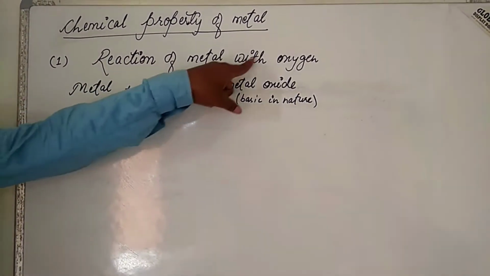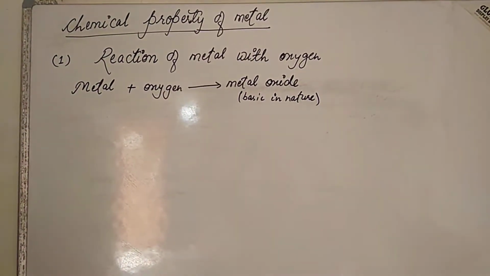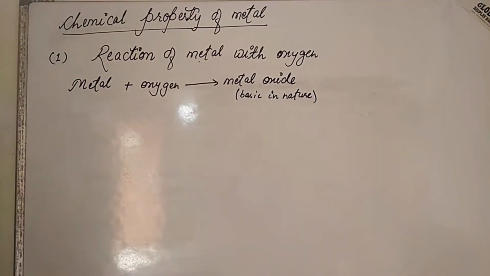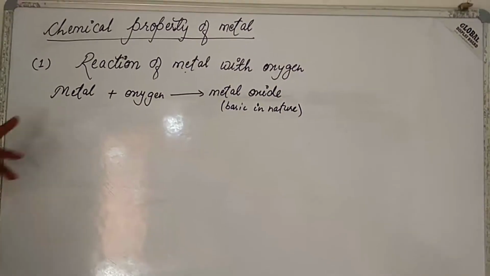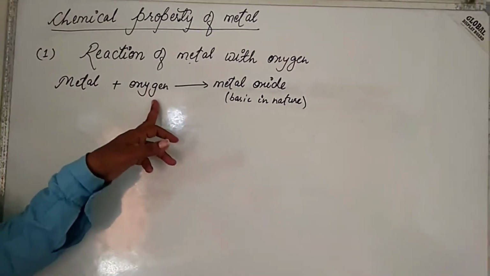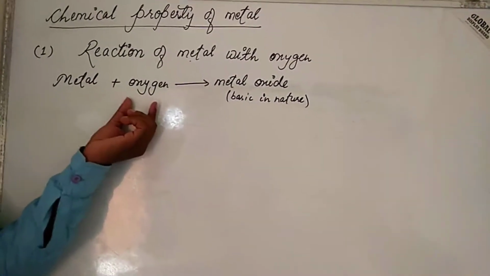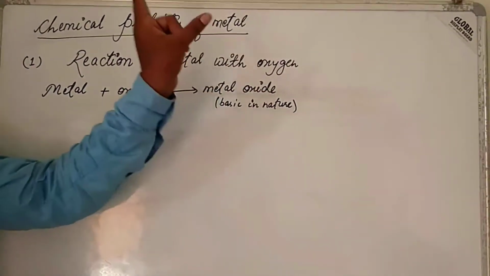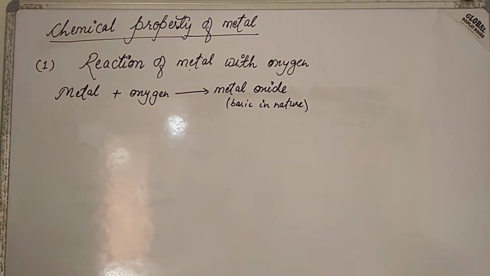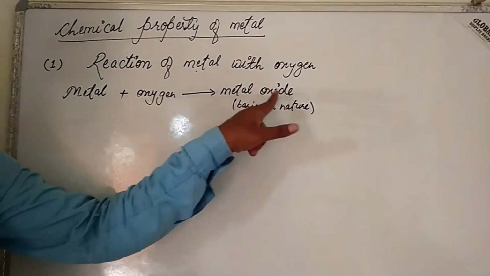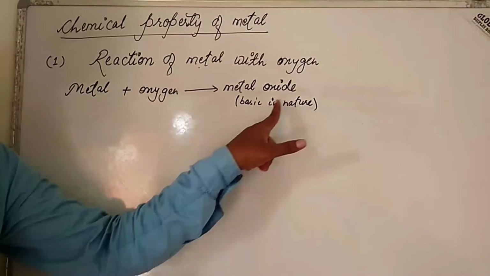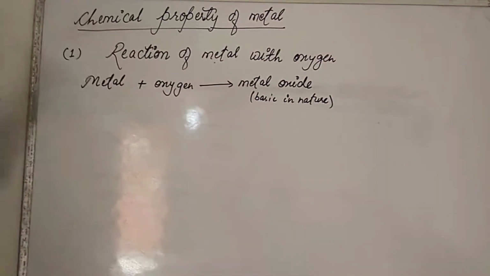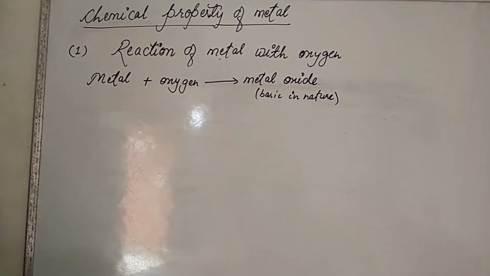Reaction of metal with oxygen. See what happens when metals burn in oxygen. So please keep in your mind that when metal burns in oxygen, meaning it reacts with oxygen, children, they always give the product that is metal oxide. Clear, children? And the nature of this metal oxide will be basic in nature. Okay, now let us see, children, how it happens.